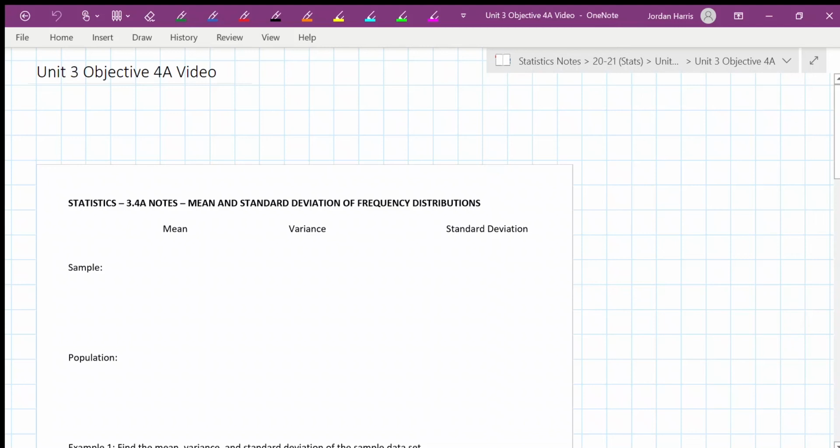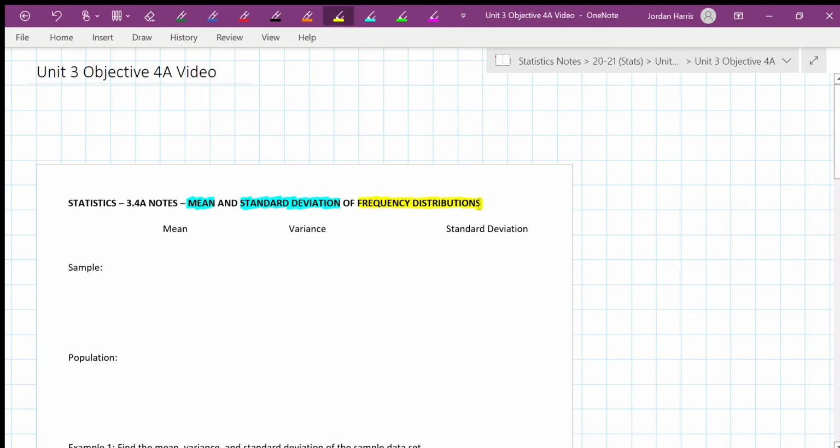This is 3.4a notes, mean and standard deviation of frequency distributions. So first of all, notice that we're dealing with only mean and standard deviations. We just went through a whole bunch of measures of central tendency. The mean is the one we're going to use the most in this class, almost exclusively. We also went over a whole bunch of measures of dispersion. The standard deviation, so variance and standard deviation, don't forget they relate directly to each other. Those are the ones that we're going to use almost exclusively in this class.